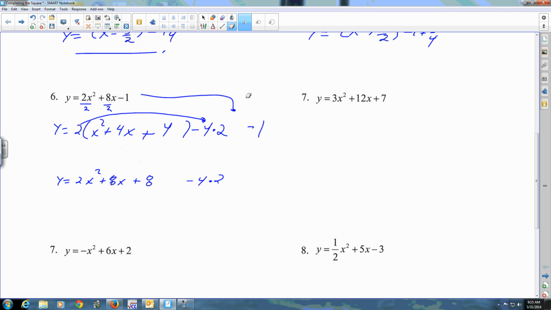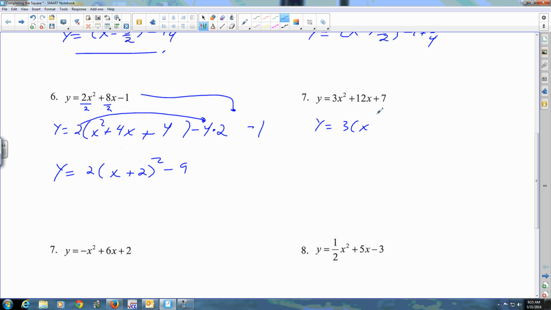Okay? Now you don't want to take the parens off. That's kind of the reverse direction of where we're going. Now you can compress this back into a perfect square. Now you take half the middle. Minus 8 minus 1 is minus 9. Next one: factor the 3 out of the first 2 terms. Take half the middle, 2, square it, 4, subtract 4, times the leading coefficient you factored out, plus 7.